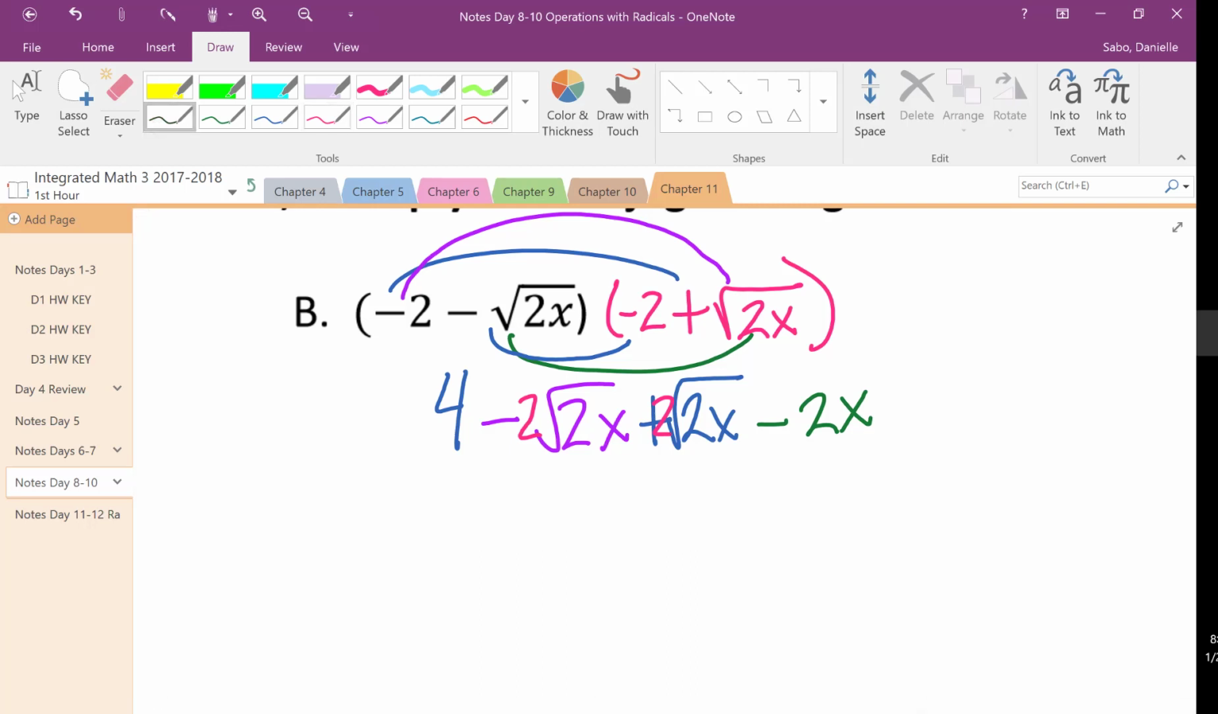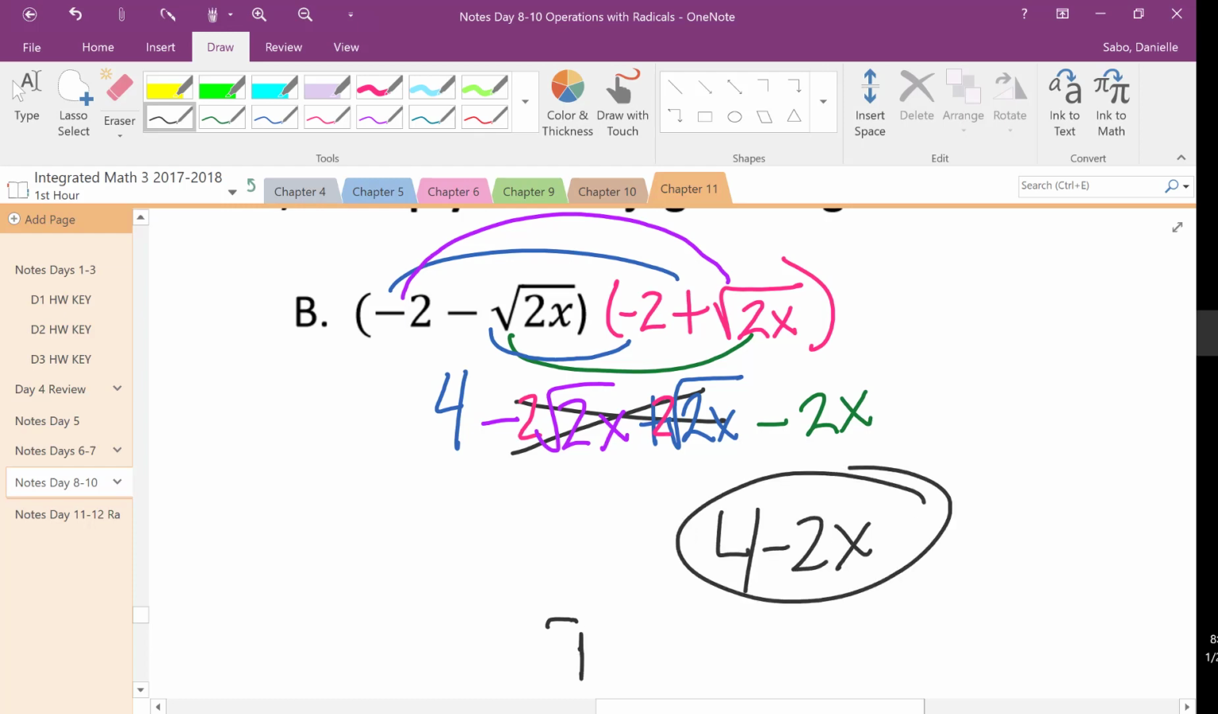Okay. So yes, there should have been 2's out there. Thank you. All right, but anyways, those cancel out, and I'm just left with the 4 minus 2x. I can't combine those, so please don't. That's your final answer.